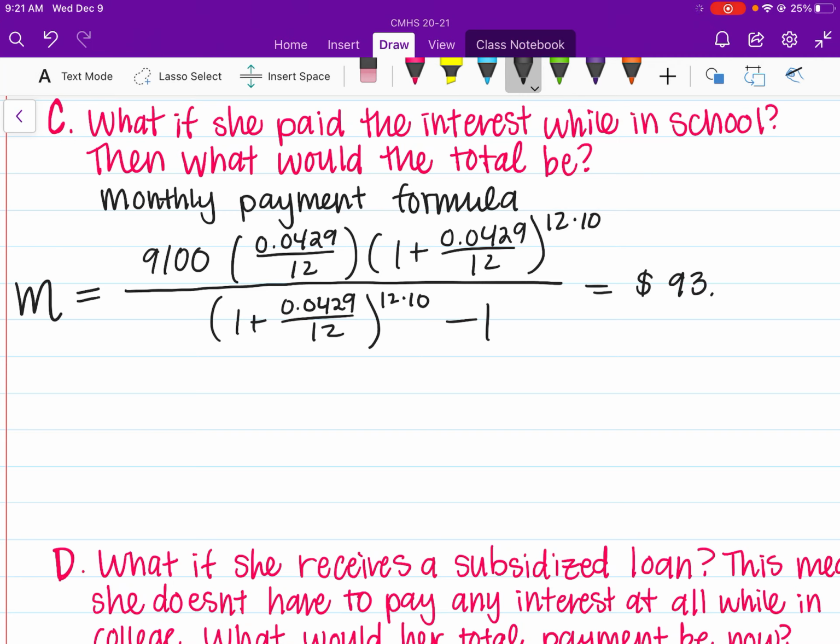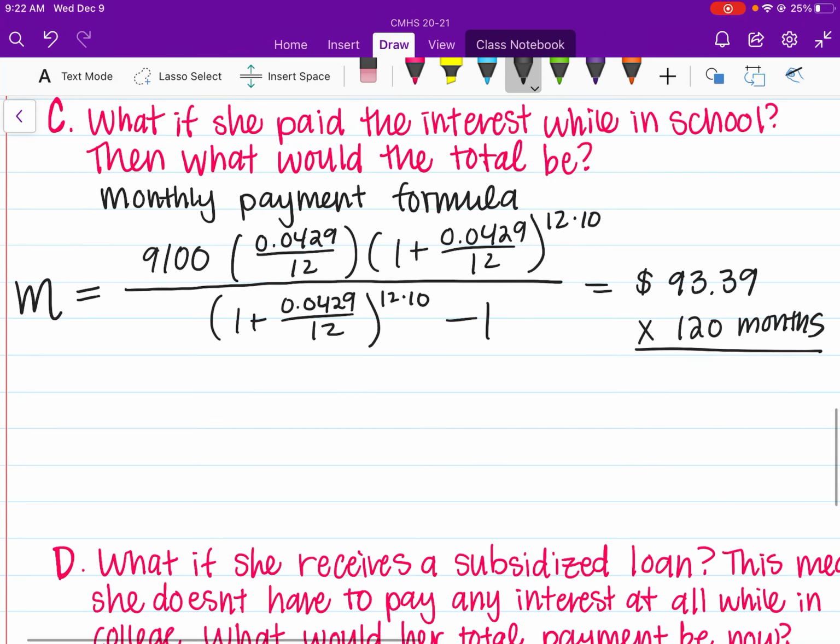So if we do that, now her monthly payment is $93.39. So that's less than the original, and still we have to multiply it by 120 because we have to find out her whole loan. So 120 months. And when you multiply it, it is $11,206.80. So this is what she pays after college.